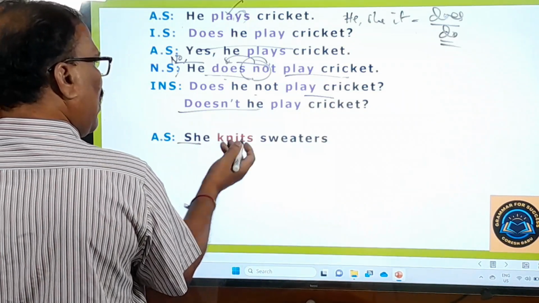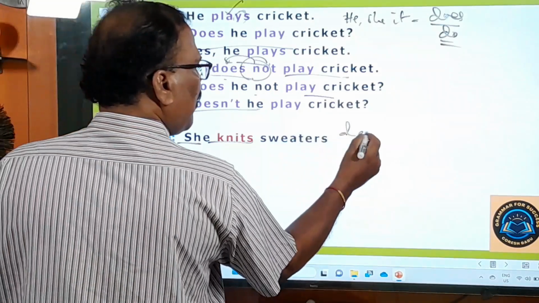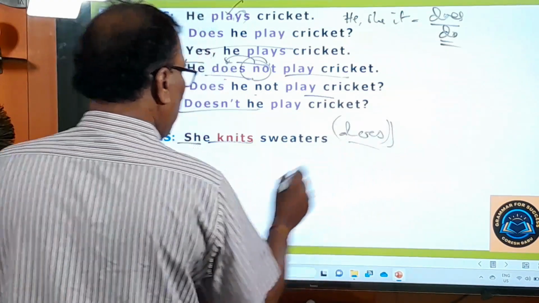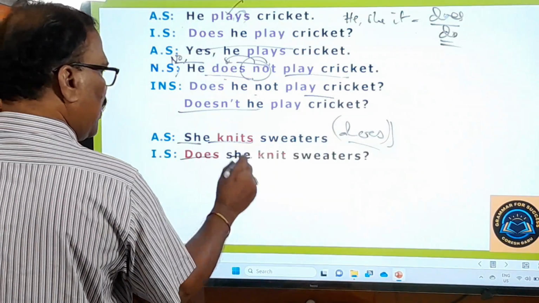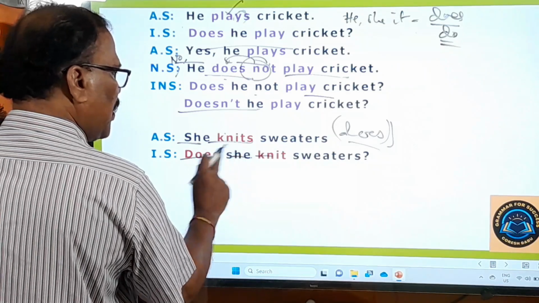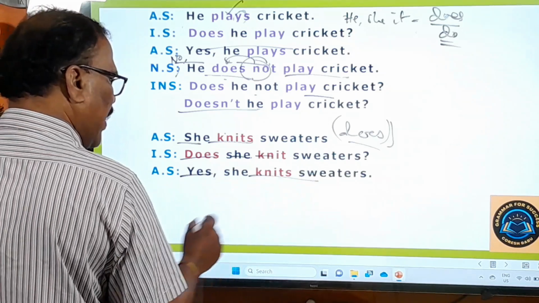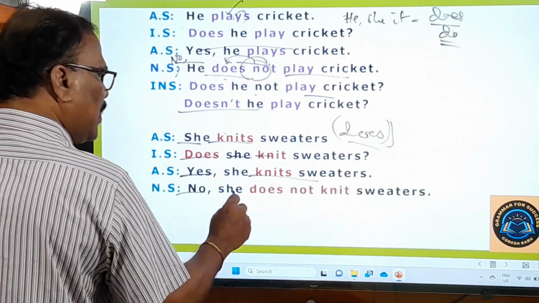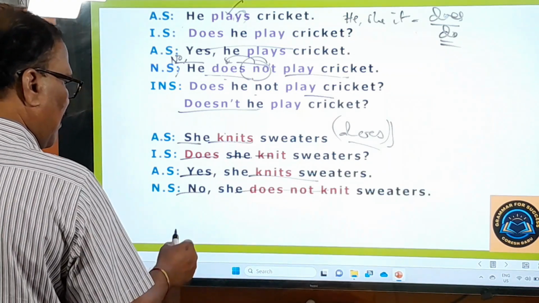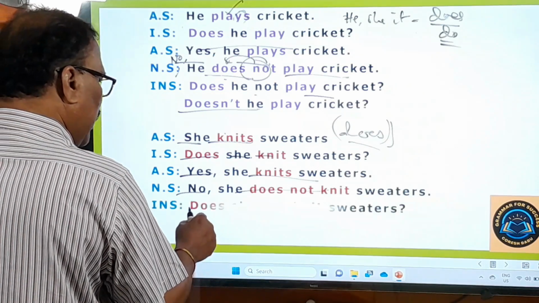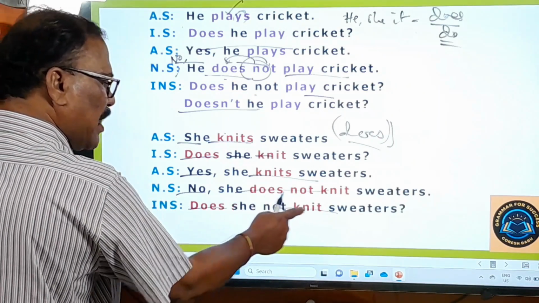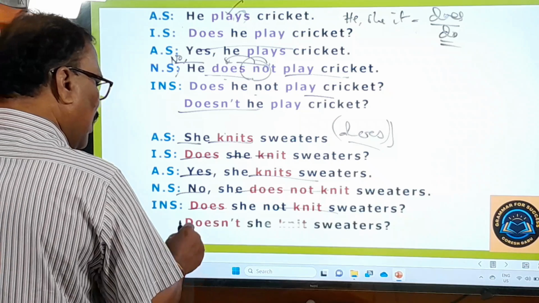And she is there again. Again for she, what helping verb do we take? Does. So, does she knit? Knits is turned into knit. Does she knit sweaters? Ame sweaters allutada? Yes, she knits sweaters. And no, she does not knit sweaters. And then comes, does she not knit sweaters? Short, doesn't she knit sweaters? Same meaning.